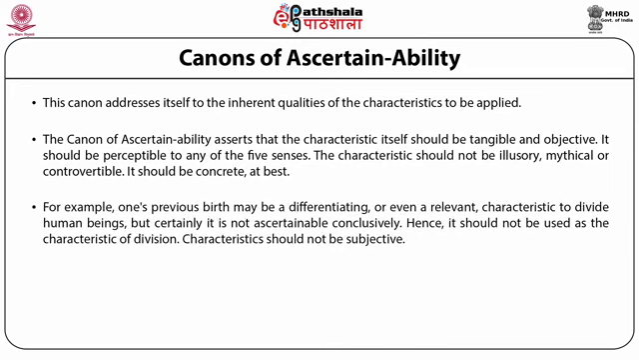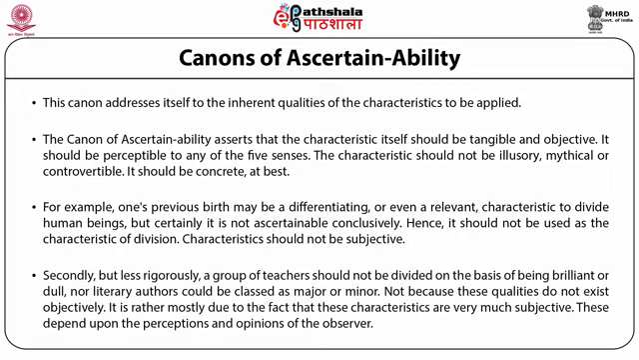For example, one's previous birth may be a differentiating or even relevant characteristic to divide human beings, but certainly it is not ascertainable conclusively. Hence, it should not be used as the characteristic of division. Characteristics should not be subjective. Let us take another example. The date of birth can be a characteristic to divide living beings, but the date of death cannot be so used to divide a group of living beings, because the date of death cannot be known for a living man. So, for a living person, the date of death is not ascertainable, and hence it cannot be used.